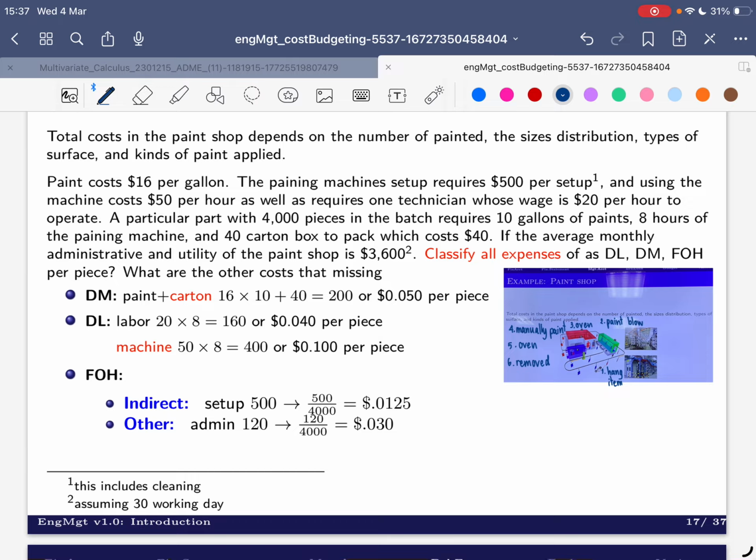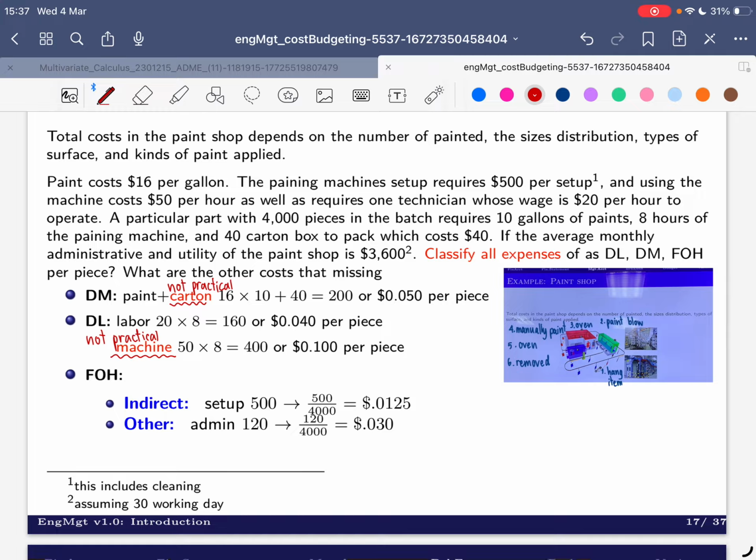What you see in red over here is not practical in the real world. But for the purpose of example, if you look at only a single product, and you have perfect information technology, of course you can track that. Therefore, it makes sense to include it in direct material, in direct labor.